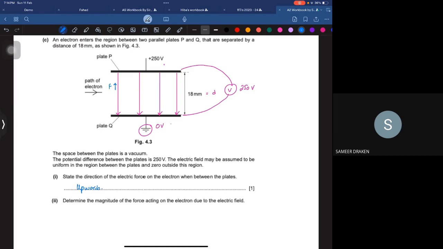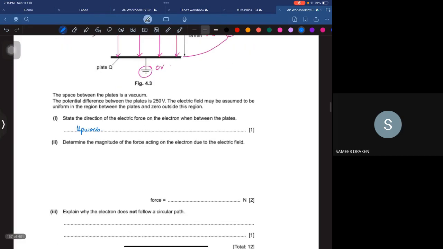It says determine the magnitude of the force acting on the electron due to the electric field. Obviously, to find the force, we have to use electric field strength times charge, because electric field strength is force per unit charge, but we do not have electric field strength. We do have the charge on the electron. So to find the electric field strength, we have to do V over D. Why is this? Because this is the formula that gives you the electric field strength between two parallel plates.